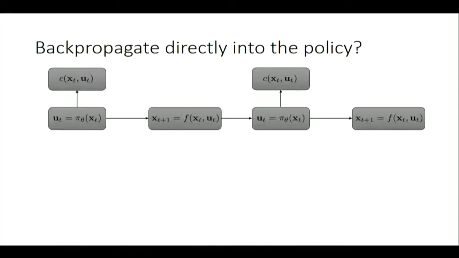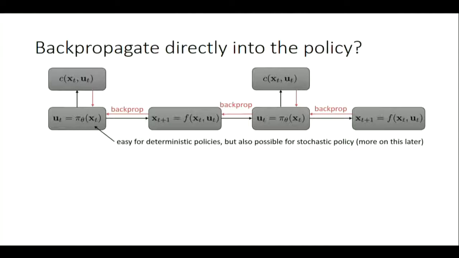So if we have both f and pi, we could just back prop through all of them, and we could just write down an optimization problem that says minimize the cost at all time steps with respect to the parameters of the policy. So easy for deterministic policies. For stochastic policies, we'll discuss this later.